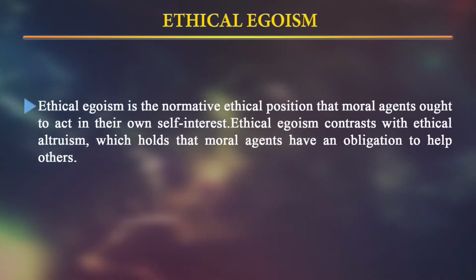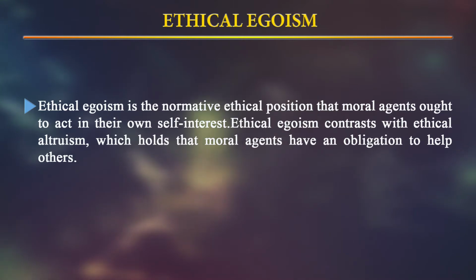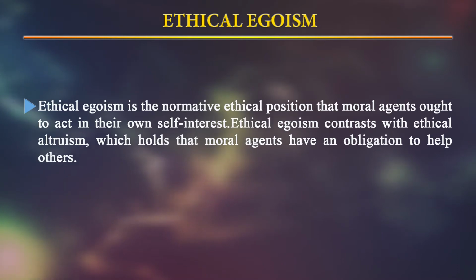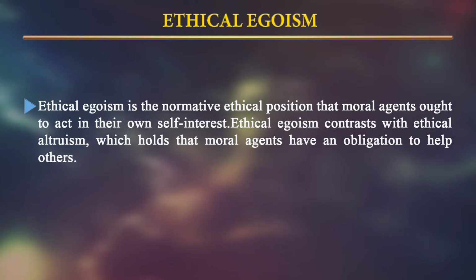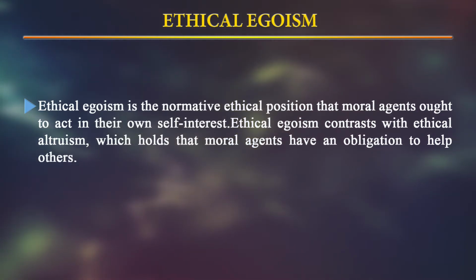When we talk about theories of conduct, after talking about rationality and morality, now let us talk about what is ethical egoism. Ethical egoism is the normative ethical position that moral agents ought to act in their own self-interest. Ethical egoism contrasts with ethical altruism, which holds that moral agents have an obligation to help others.